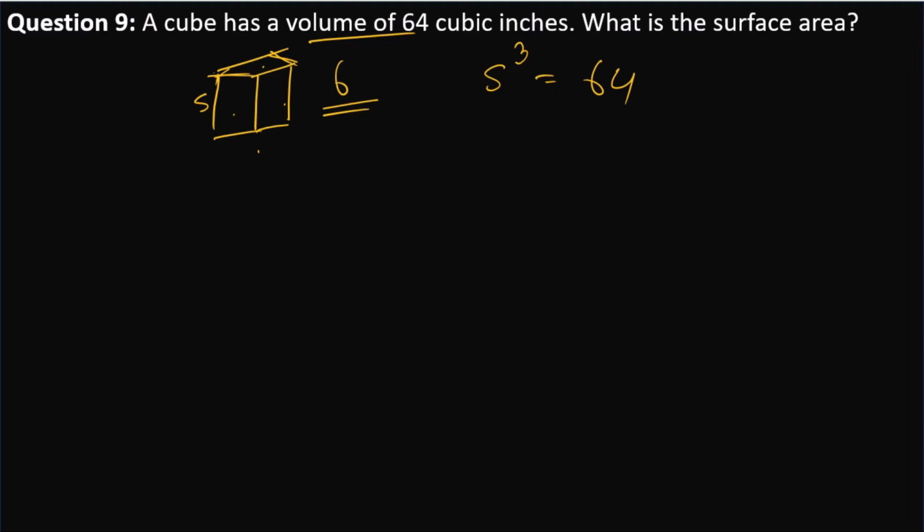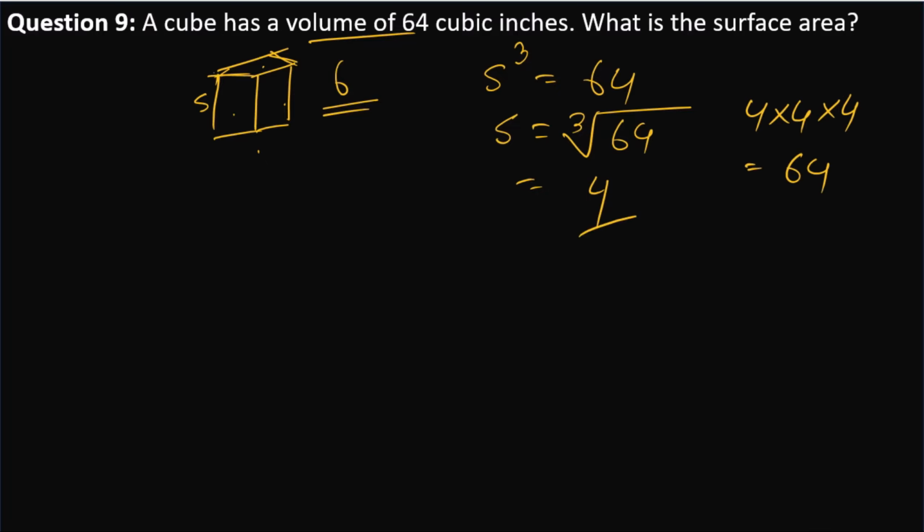So s equals the cube root of 64. So we will get, 8 times 8 is 64, and 4 times 4 is 16, 16 times 4 equals 64, so we will get 4. So 4 times 4 times 4 equals 64. So here we got 4, and now we need to find the surface area.